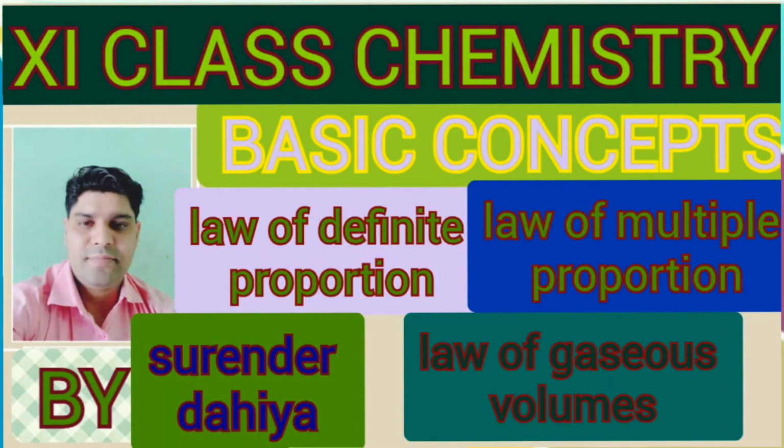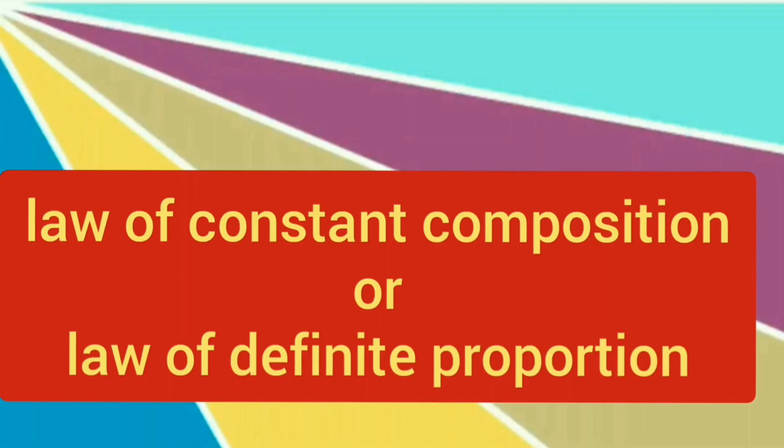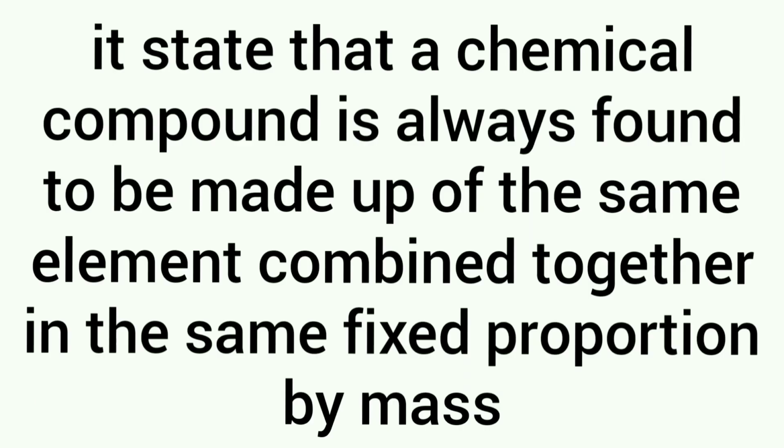Next law is the law of constant composition, or definite proportions. This law states that a chemical compound is always found to be made up of the same elements combined together in the same fixed proportions by mass.